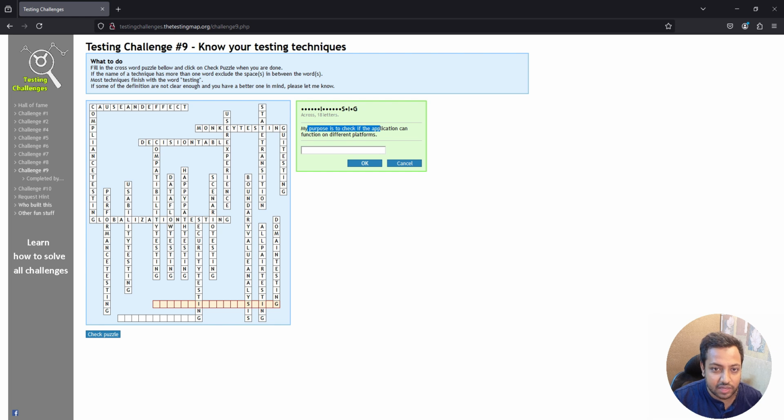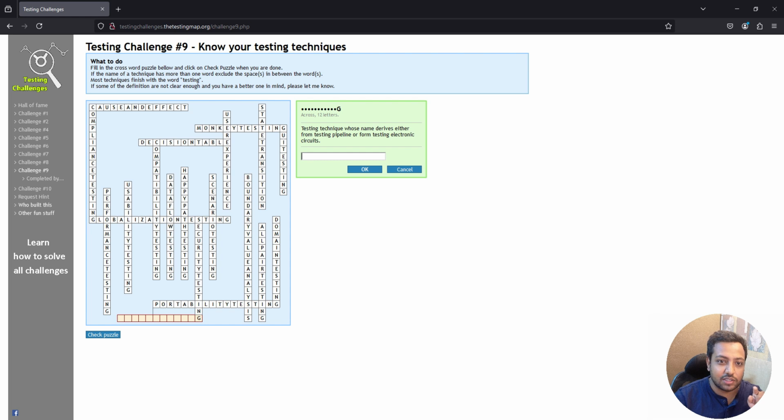My purpose is to check if the application can function on different platforms. Checking on different platforms, it works on this, it works on this. Something that comes to my mind is something called Docker. Is your application portable to run anywhere? So portability testing. Perfect. Now the last one.